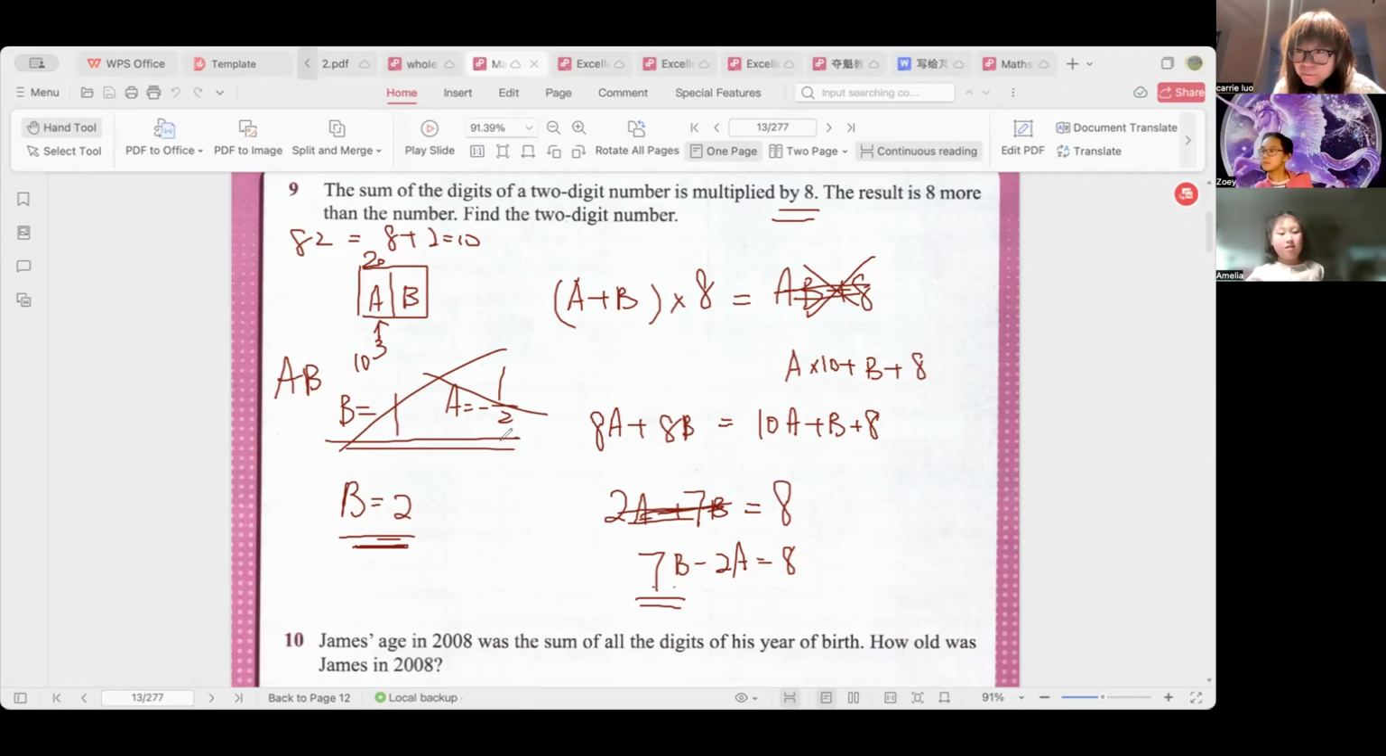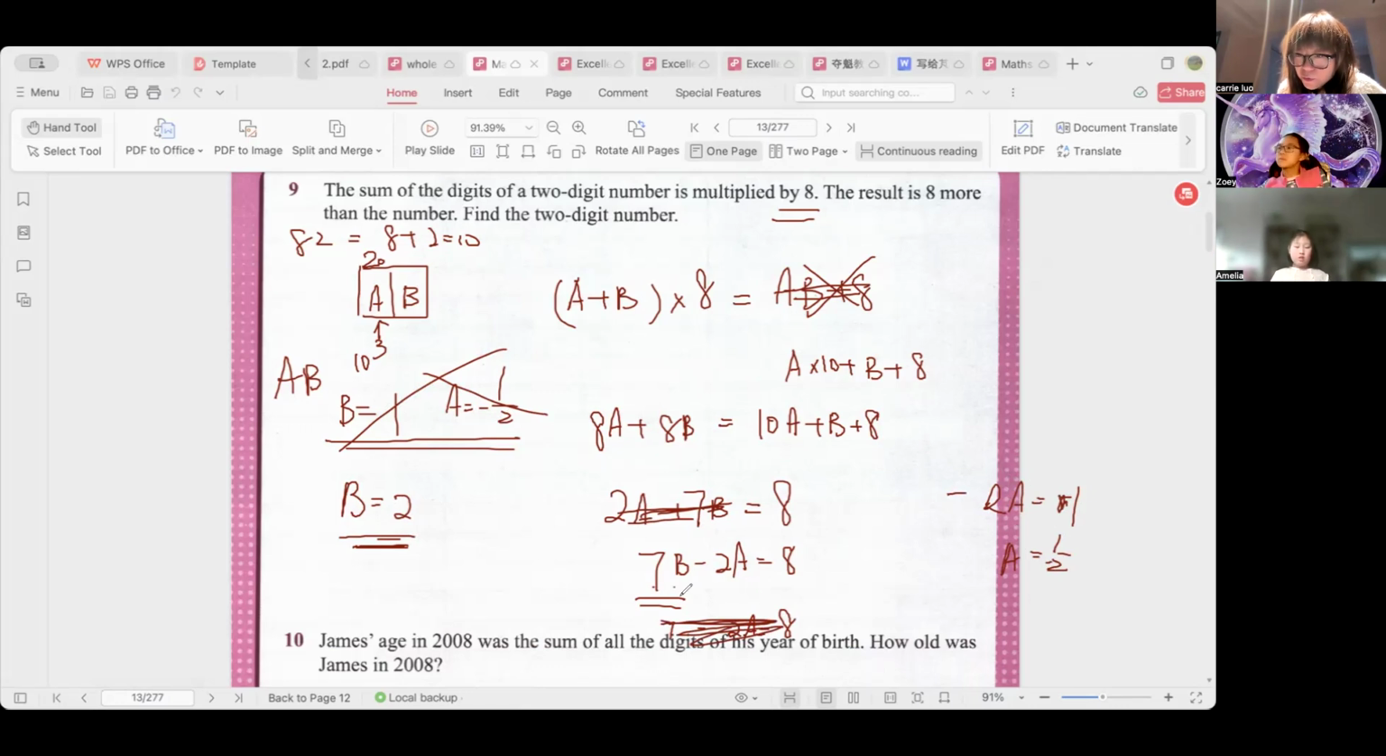You're not listening. You're pretending you're listening. I don't like that, okay? If B equals 1, 7 times B equals 7. 7 minus 2A equals 8. So 2A equals negative 1. So A equals half. Sorry, negative half. Understand? So that's why B cannot equal 1.